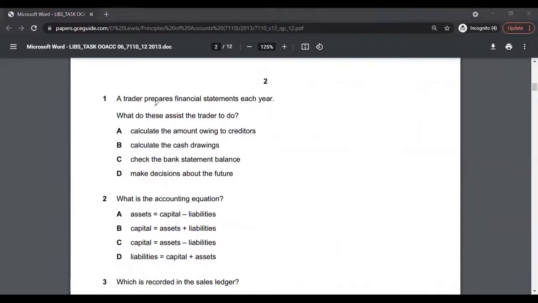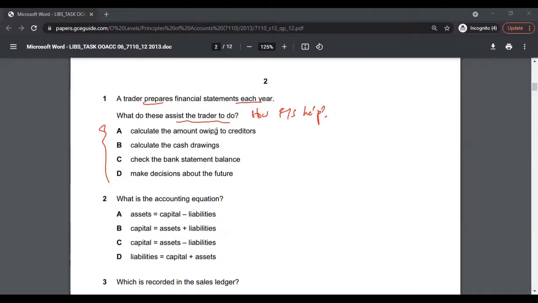Multiple choice number 1. A trader prepares financial statements each year. What do these assist the trader to do? So basically, how financial statements help. That's the question: how financial statements help a trader in his day-to-day business. So let's read through the options.